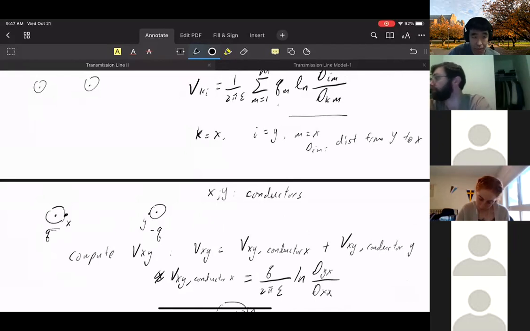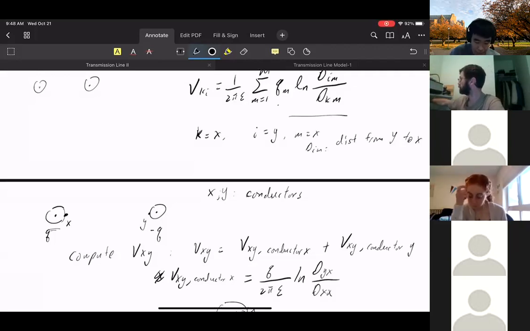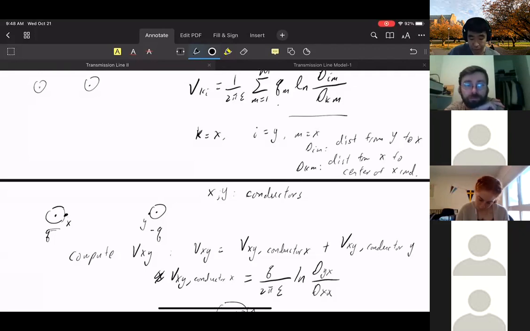So the first distance we use is how far y is from x. Then the second term is d_km, the distance from x to the center of the x conductor. This is a small distance in between, and this creates a voltage that we see. Okay, thank you.